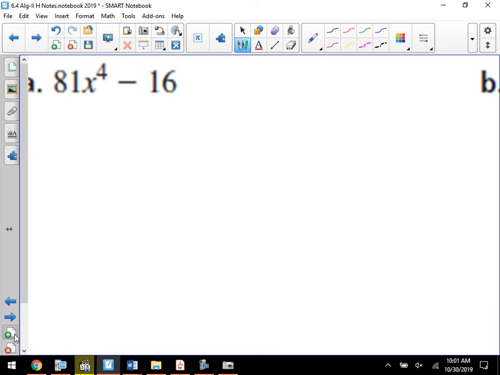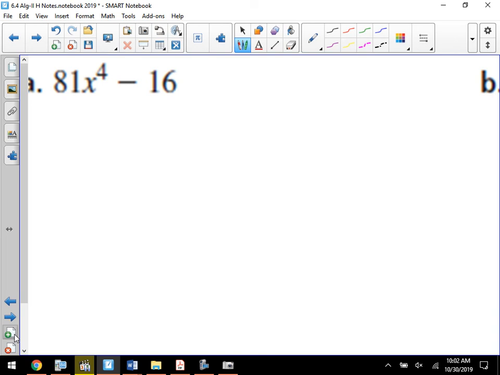It's got two terms, doesn't it? Are they perfect squares? What's the square root of 81? 9. What's the square root of x to the 4th? X squared. Remember, if you want to take the square root of x to the 4th, you're trying to think of what two variables you multiply together to get x to the 4th.